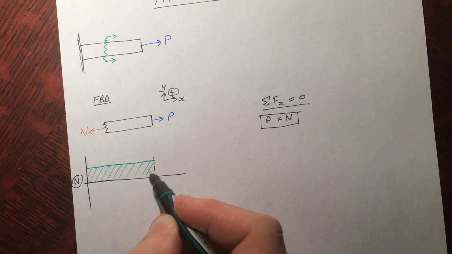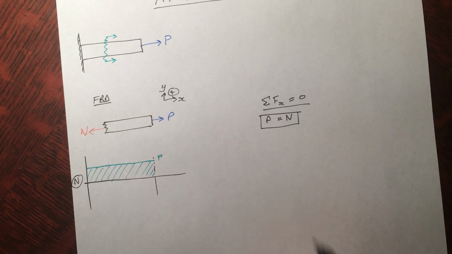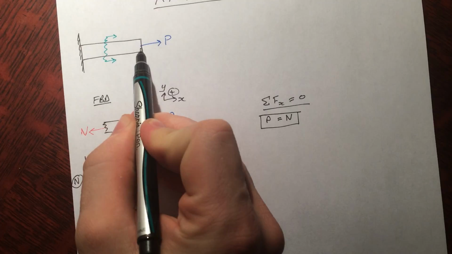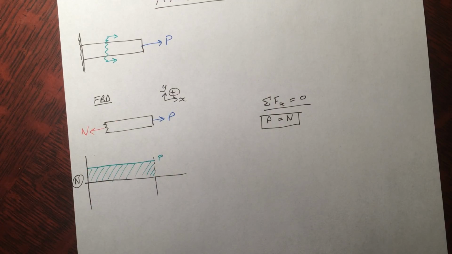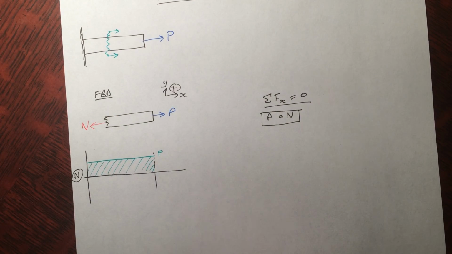Just like that, it has a magnitude P. Alright, so that means anywhere you go in this bar, you're going to find an internal reaction of an amount P. So however much you pull here, that's how much it's going to be internally.